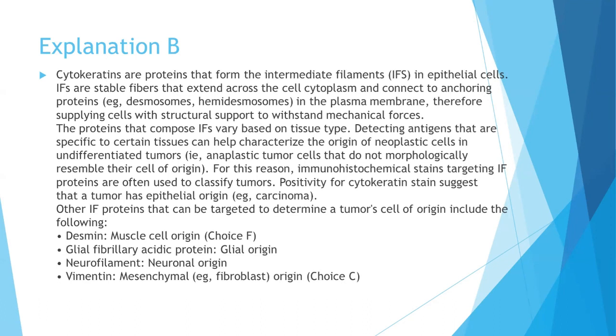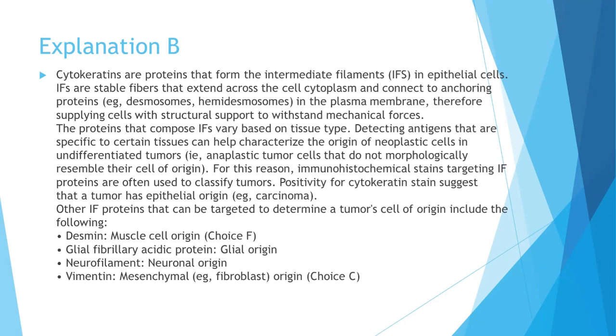The proteins that compose these intermediate filaments vary based on tissue type. Now, detecting antigens that are specific to certain tissues can help characterize the origin of neoplastic cells in some undifferentiated tumors, for example, a tumor that is anaplastic in origin. For this reason, the immunohistochemical stains targeting the intermediate filament proteins are often used to classify tumors. Positivity for these cytokeratin stains suggests that a tumor has epithelial origin, for example, carcinoma.